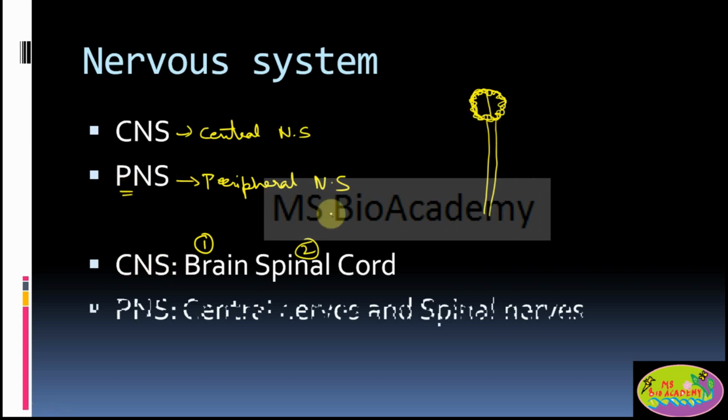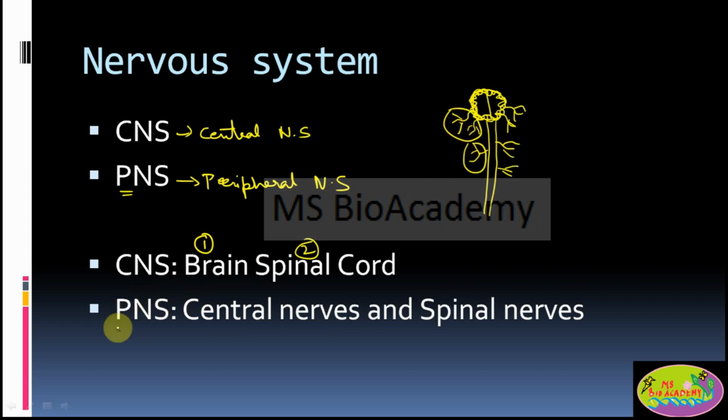The peripheral nervous system consists of the nerves which originate from the brain and the spinal cord. The nerves which originate from the brain are called the cranial nerves, right? And the nerves which originate from the spinal cord are called the spinal nerves. So these are the spinal nerves which are originating. So many spinal nerves and so many cranial nerves originate, and together they constitute the peripheral nervous system.